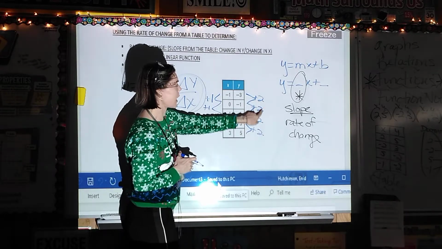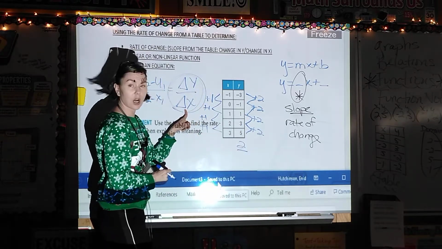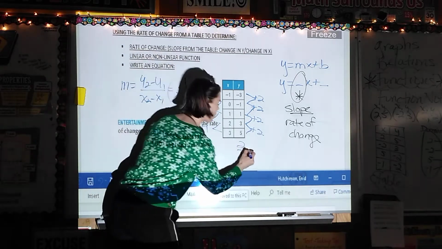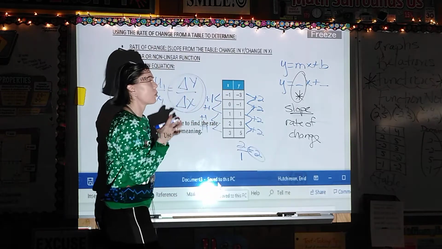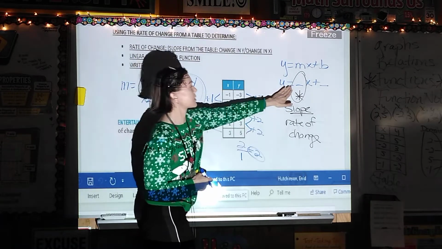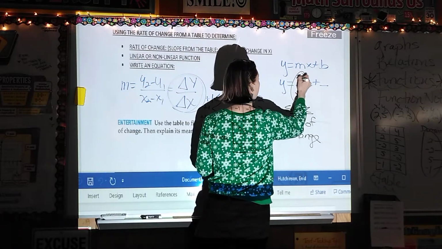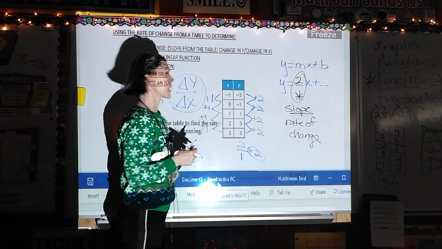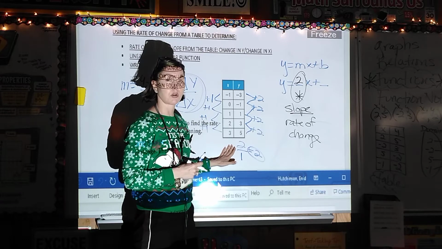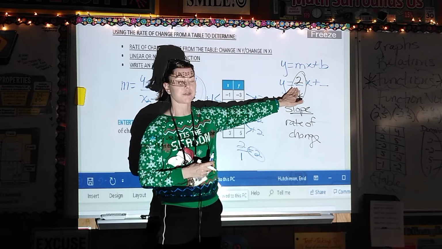Okay, so the change in y over the change in x. So what was our change in y? Plus 2, plus 2, plus 2. So we're going to put 2. And then what was our change, our delta x? Our change in x, plus 1, plus 1, plus 1. So 2 over 1. And what does that simplify to? 2. So what is our slope in our equation from the table? What is our rate of change? That would be a positive 2. That's how we find the slope, by using the information in the table, the change in y over the change in x, to get the slope of the equation of that linear function, okay?